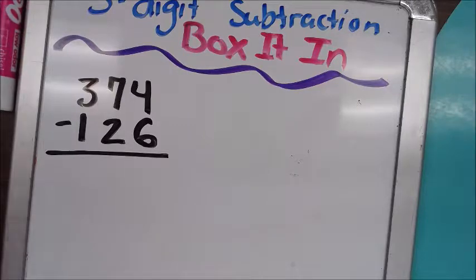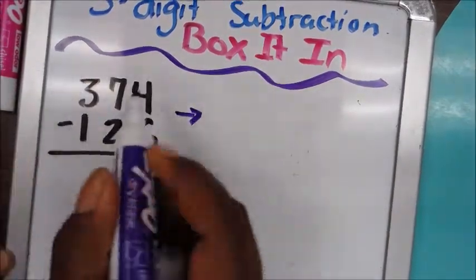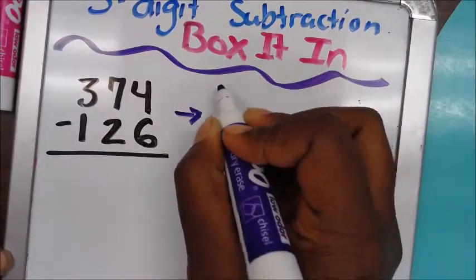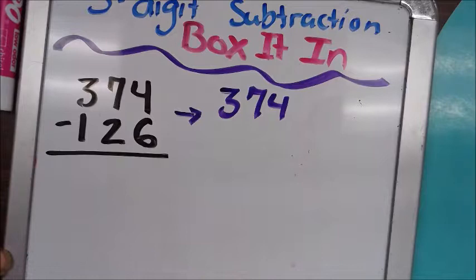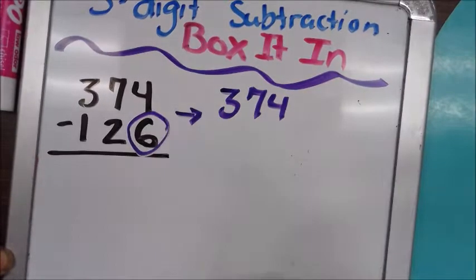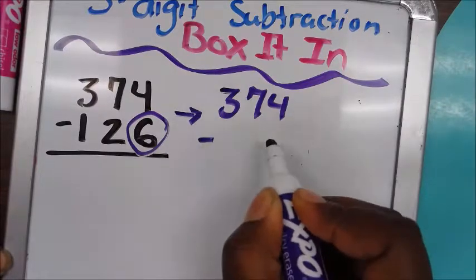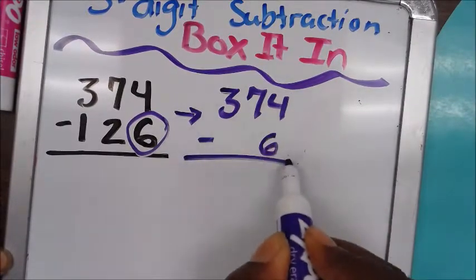With the boxing in strategy, I always tell my children it's easier to go ahead and rewrite that problem. When we rewrite it, we go out beside it. We want to keep the subtrahend, that big number, 374, and then we're going to start subtracting with the ones. The first number I'm going to try to take is 6. So we minus 6, and again, my ones are lined up with my ones.